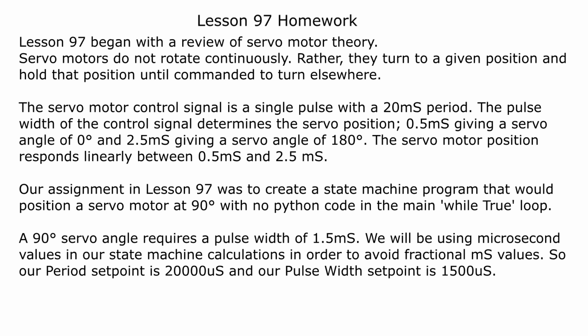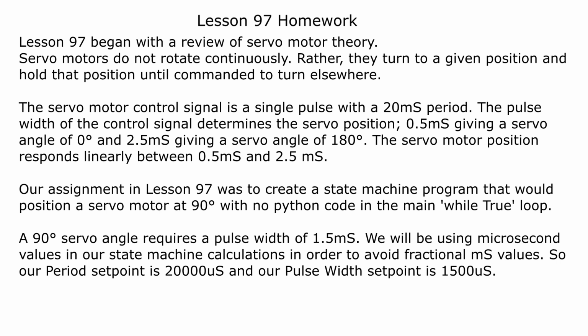The servo motor control signal is a single pulse with a 20 millisecond period. The pulse width of the control signal determines the servo position: 0.5 milliseconds giving a servo angle of 0 degrees, and 2.5 milliseconds giving a servo angle of 180 degrees. The servo motor position responds linearly between 0.5 milliseconds and 2.5 milliseconds.